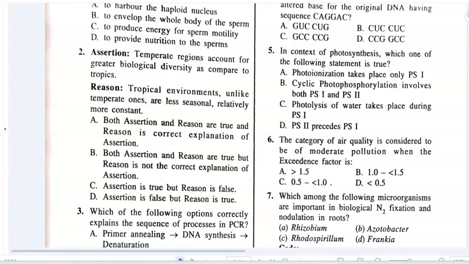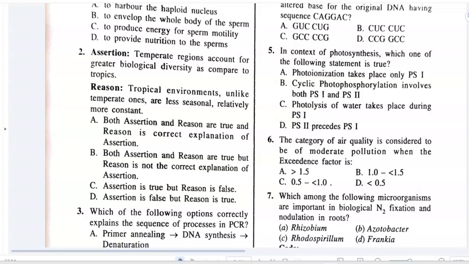Now here, the first statement says temperate regions have greater biological diversity as compared to tropics. No, because tropics have more biological diversity. In the tropical region there is more rainfall and higher temperature, that's why the biological diversity is more in the tropical region. Tropical rainforest is the most biologically diverse area.